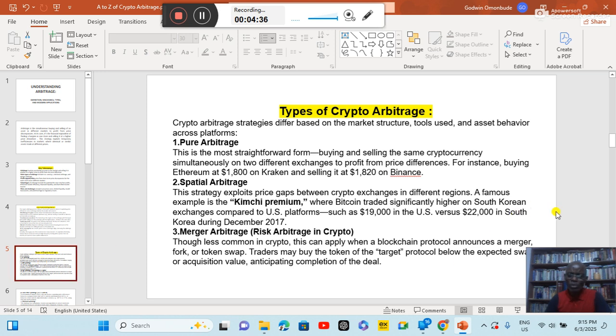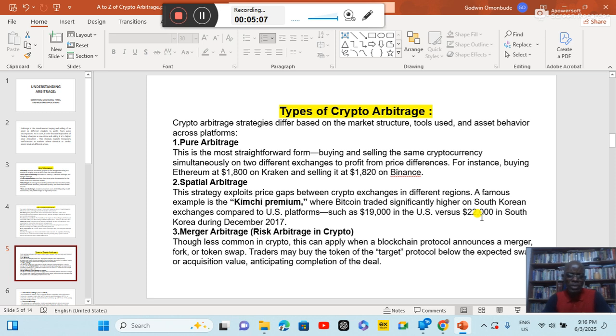What are the types of arbitrage? We talk about, first, pure arbitrage. This is where you buy and sell cryptocurrency simultaneously at different exchanges to profit from the price difference. For instance, buying Ethereum at $1,800 on Kraken and selling it on Binance for $1,820, you have a difference of $20. Then we have spatial arbitrage.